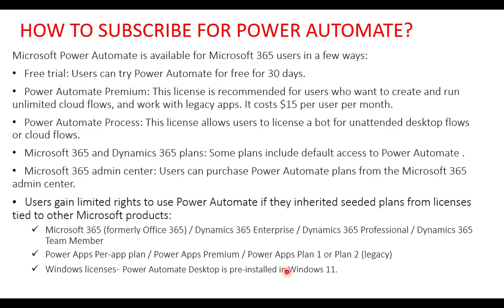So how do you subscribe to Power Automate? As we have seen, you can start a trial. And when you buy a Windows 11 license, there also you get some standard features of Power Automate. You can go to your Windows, search for Power Automate, and you will have that. But for getting the premium features, you have to buy some additional plan.